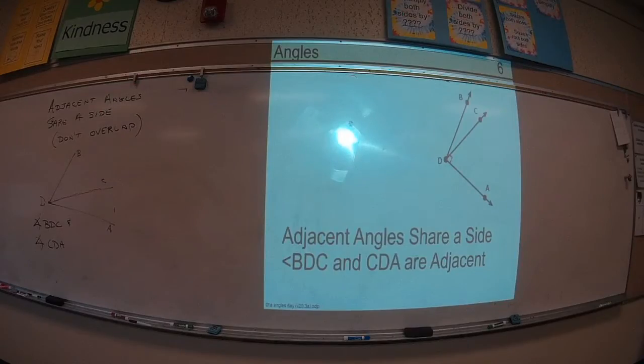Questions on adjacent. Questions on why there are whiteboards all over the floor. That's a good question. Adjacent. Questions on adjacents. Next one.